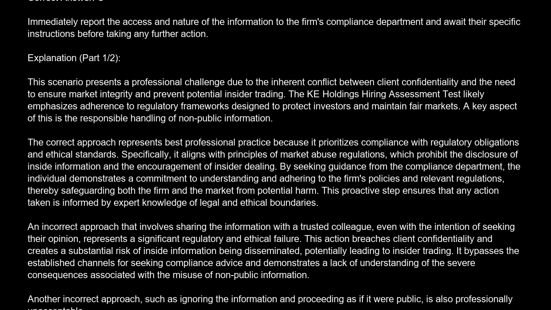An incorrect approach that involves sharing the information with a trusted colleague, even with the intention of seeking their opinion, represents a significant regulatory and ethical failure. This action breaches client confidentiality and creates a substantial risk of inside information being disseminated, potentially leading to insider trading. It bypasses the established channels for seeking compliance advice and demonstrates a lack of understanding of the severe consequences associated with the misuse of non-public information.